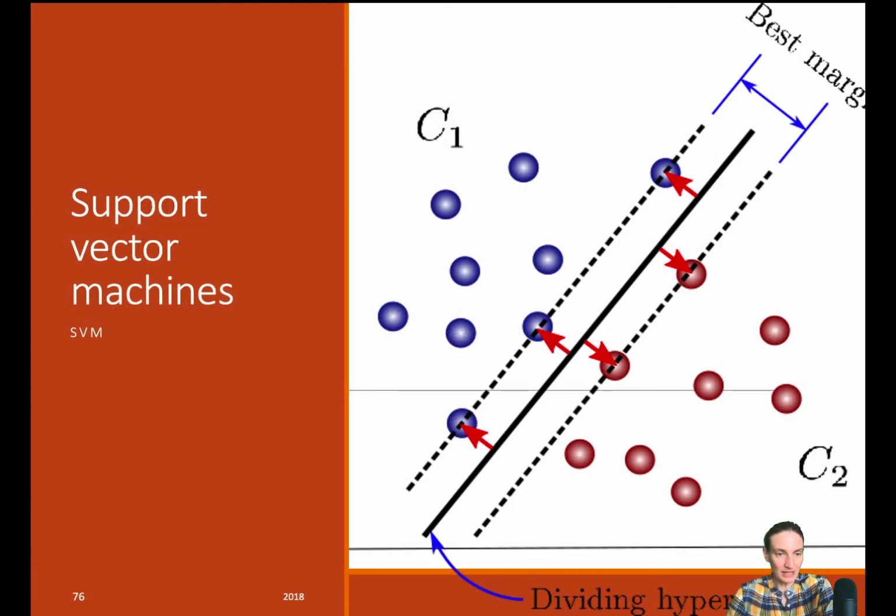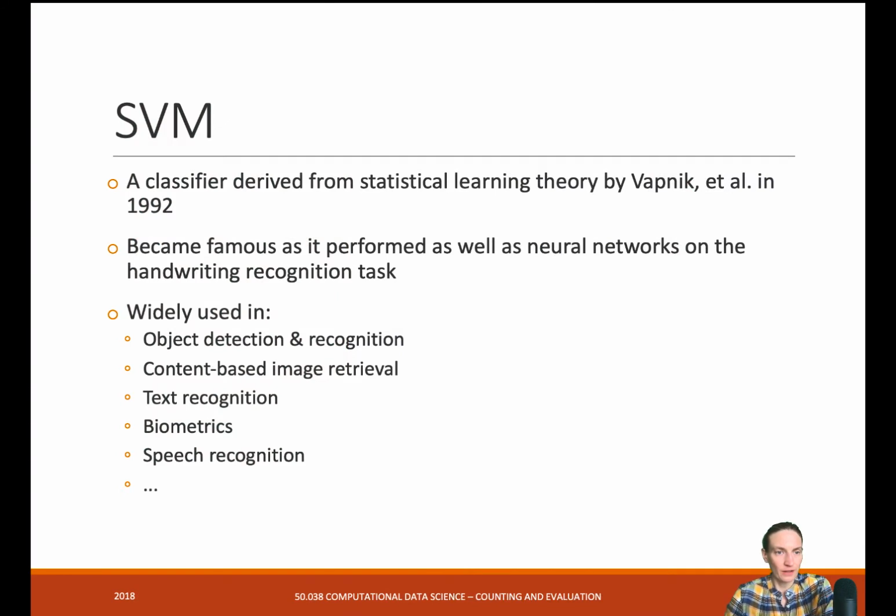Okay, that brings us to an exciting classification model, support vector machines, that were very popular in the early 2000s. SVM, support vector machines. We can also use it for regression. In that case, it becomes SVR, support vector regression. It's a classifier derived from statistical learning theory by Vapnik. So it became famous because it was able to perform as well as neural networks back then on the handwriting recognition tasks. You know, the famous MNIST, which is like the hello world of machine learning. So I'm sure you've come across it. If not, we might in our CNN lesson.